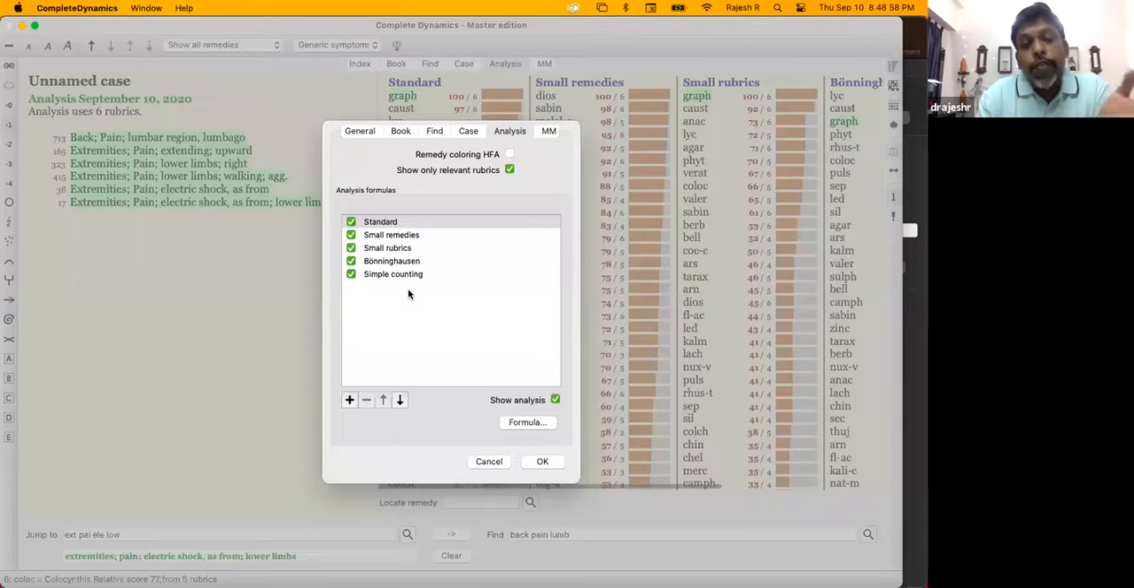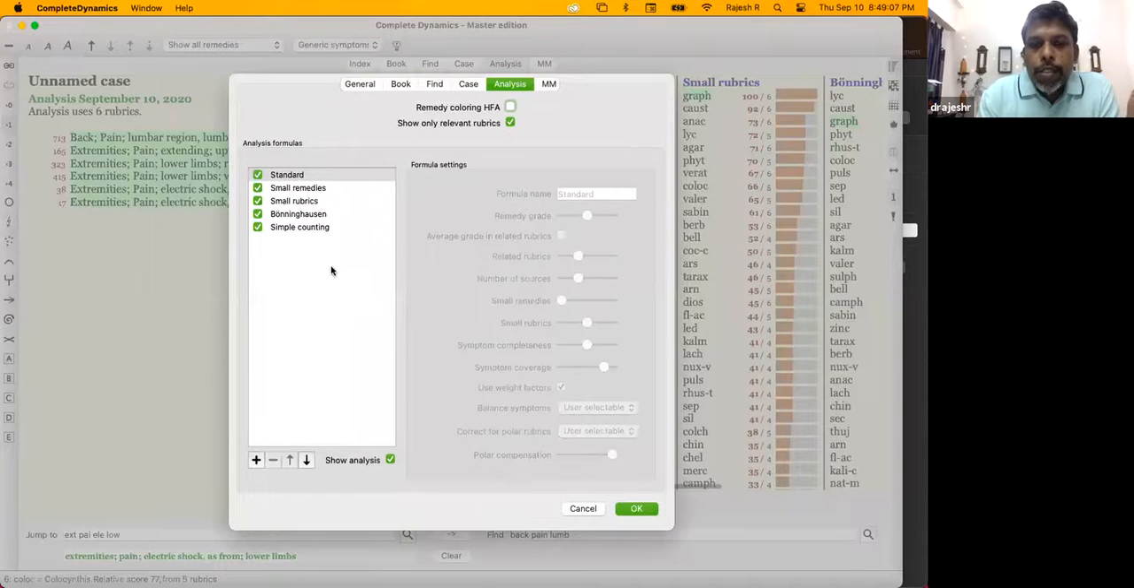If a person has an idea about how a repertory is constructed, you can go with your own formula. So here I can show you what it is. In standard, these are the parameters that are put in. Remedy grades are given moderate importance, and related rubrics. Like if you have electric shock like pain in the lower limbs, also in the head, also in the abdomen, then it is related to this one.